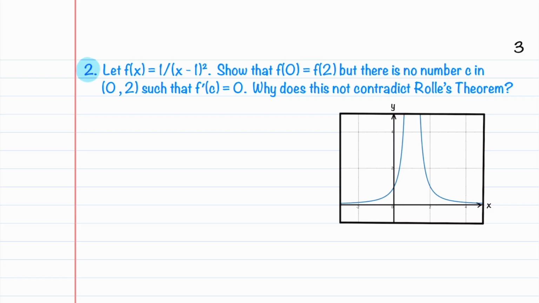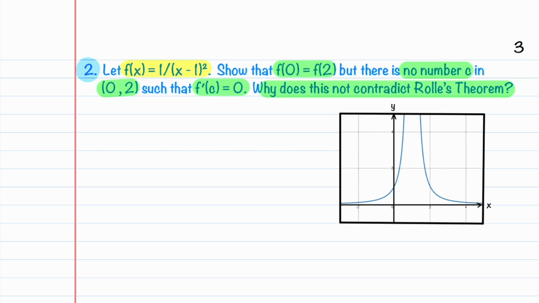Let's now look at our second example. We are given a function f of x is equal to 1 divided by (x minus 1) quantity squared. We want to show that f of 0 is equal to f of 2. That is the third hypothesis of Rolle's theorem. But there is no number c in the open interval from 0 to 2 such that f prime of c is equal to 0. So we're going to show that. And then we have to answer the question, why does this not contradict Rolle's theorem?